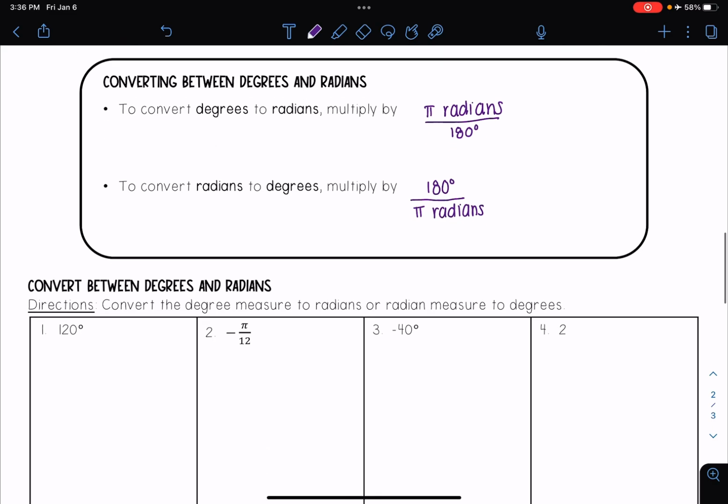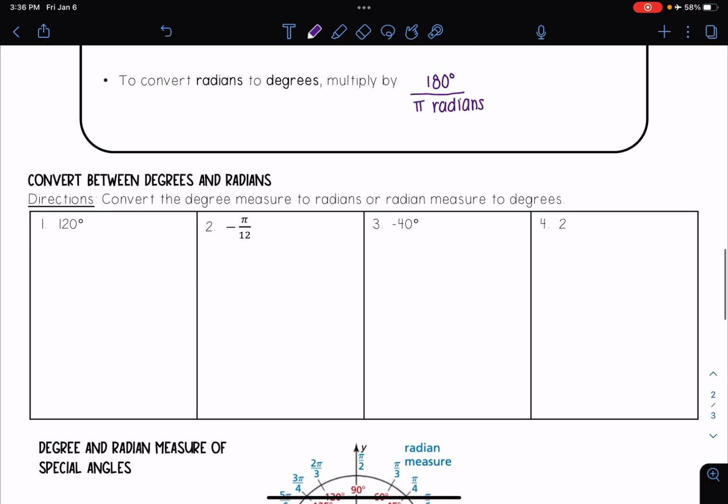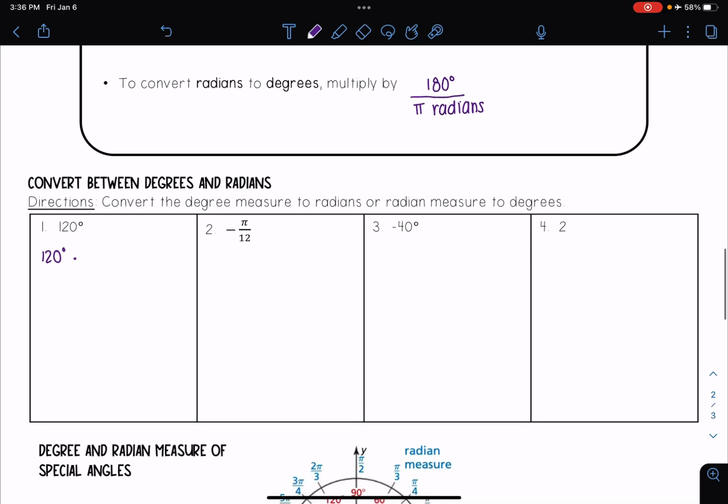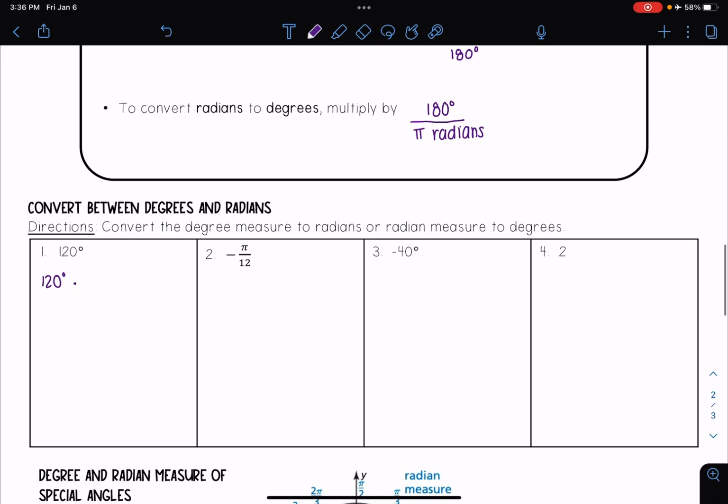So let's go ahead and go through some examples. Here I want to convert the degree measure to radians, or radian measure to degrees. First I have 120 degrees. Since I want to change that to radians and it's already in degrees, I need to multiply by pi radians over 180. So I'm going to multiply by pi over 180.